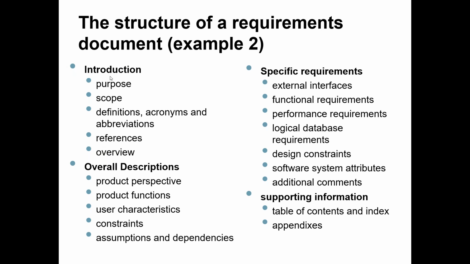So in your introduction, just as I discussed before, you have a scope, but you also include the purpose. You also have your definitions, acronyms, and abbreviations, which would be in the glossary in the other one. That is found in the introduction. Your references and your overview. So all that would be in your introduction. Then you have your overall description, which is product's perspective, functions, user characteristics, constraints, assumptions, and dependencies.